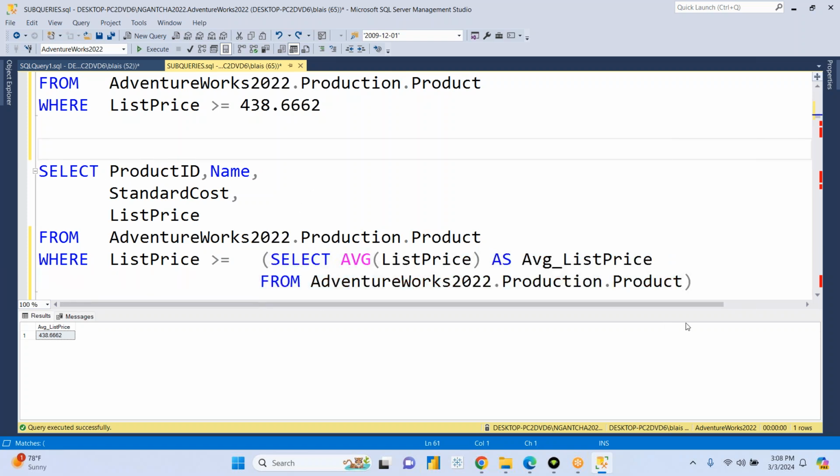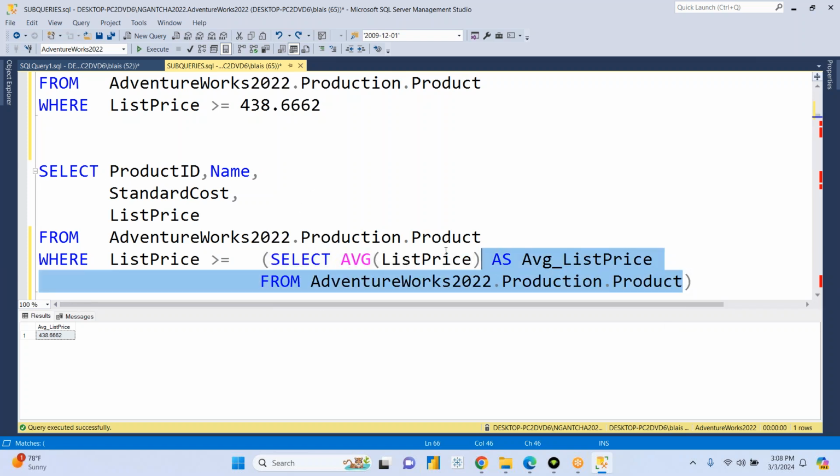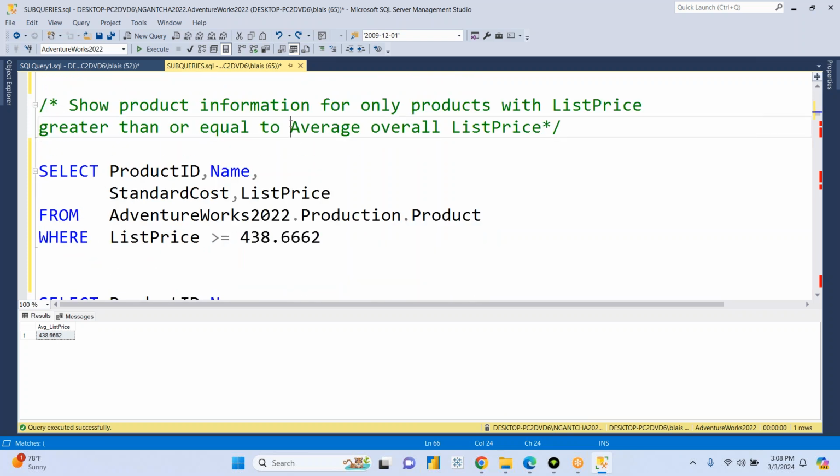This is dynamic coding. So at any given moment, the system will run this to do what? To investigate the average list price, average overall list price. That is the part that was missing in that question. Everything in this question, we can obtain it, but now the condition.